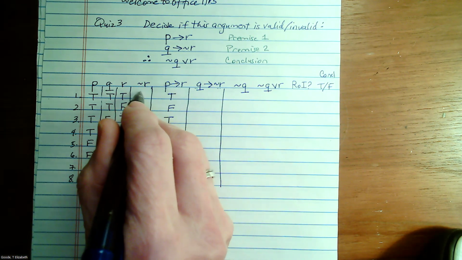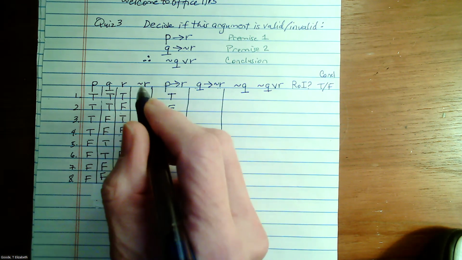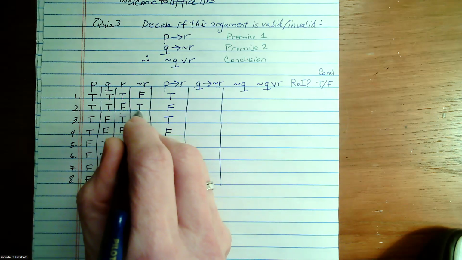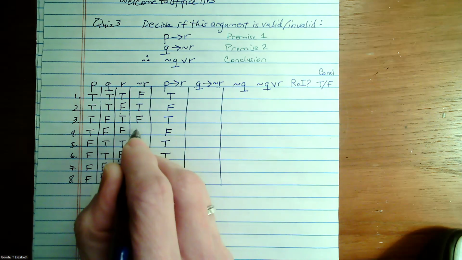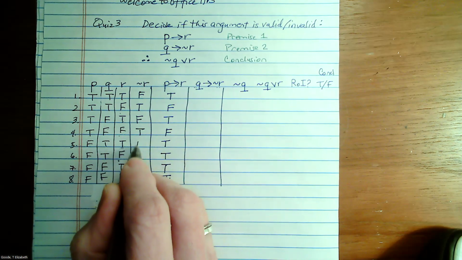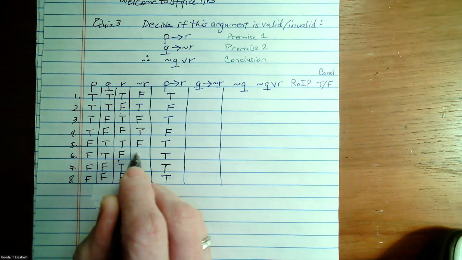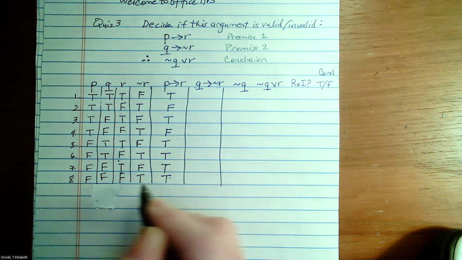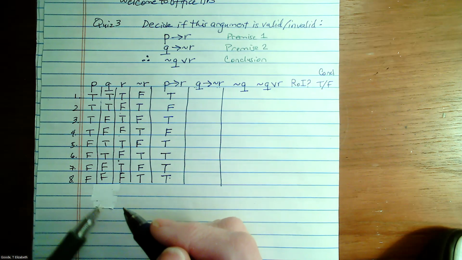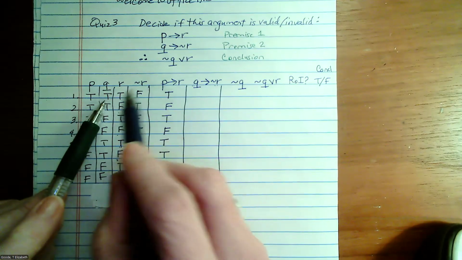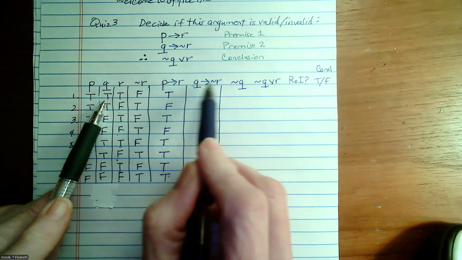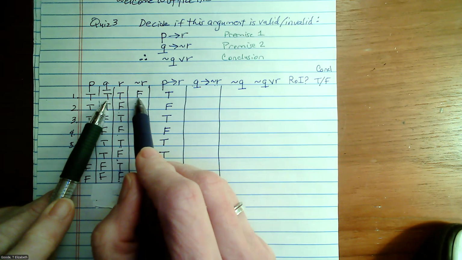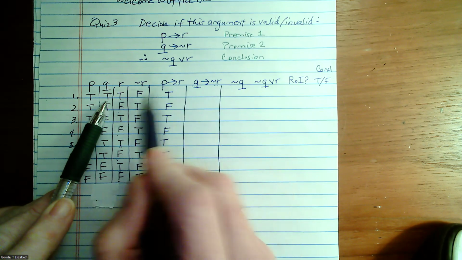Okay? So what do we put under not R? False, true, false, true, false, true, false, and true. Okay, great. So now Q is our hypothesis, right? And not R is our conclusion. Yes. So what happens in row 1 to if Q then not R?